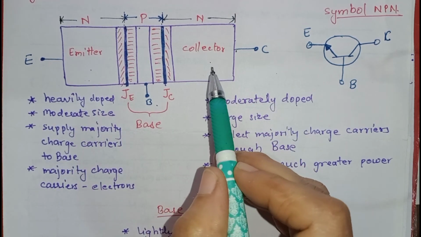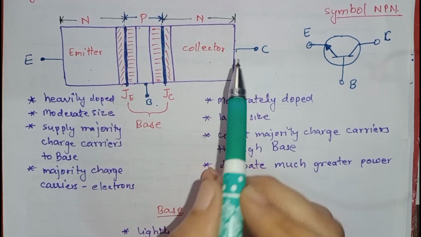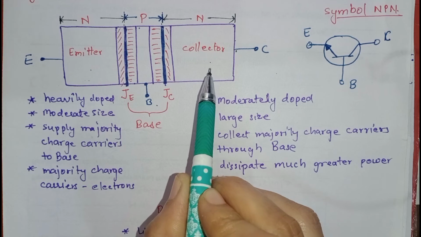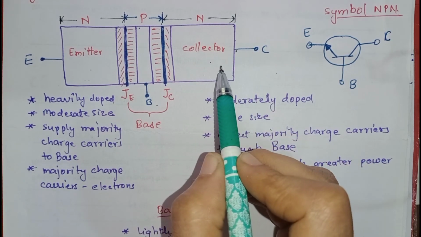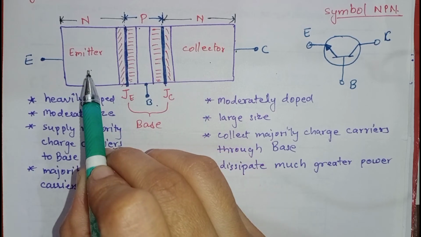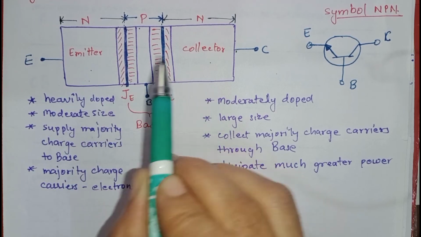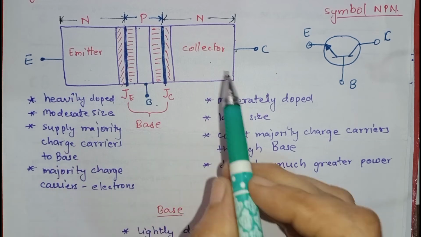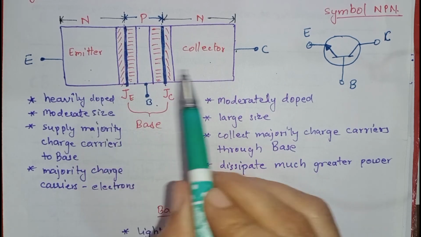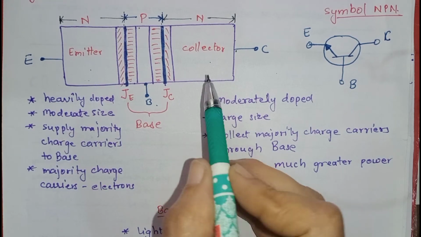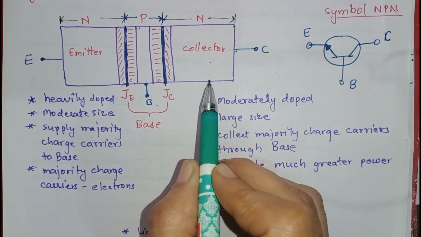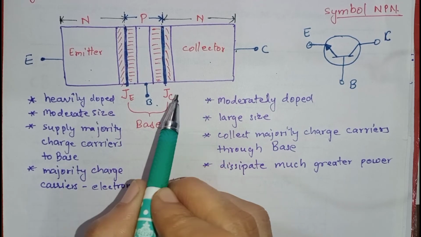Now the collector. As the collector has to collect the charge carriers coming from the emitter, its size is very large and it is moderately doped. The doping level is less than the emitter and the size is more than the emitter. So it is moderately doped because it is to collect charge carriers coming from the emitter. The size of the collector is made larger because it has to dissipate much greater power.